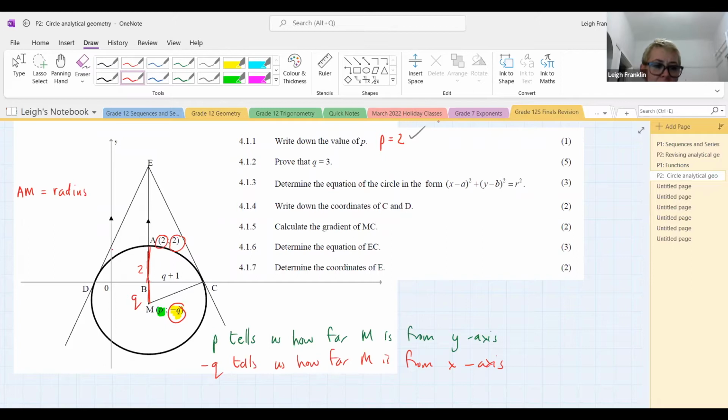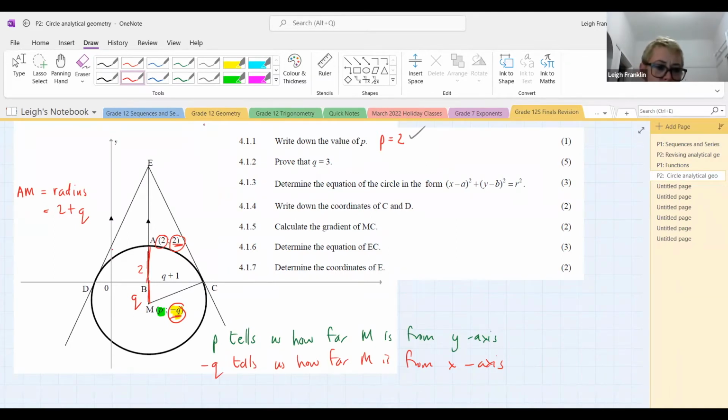So that means that AM is 2 plus Q. The 2 from here and the Q from there. It tells us that B is Q units from M and A is 2 units from B. So the length of AM is Q plus 2.